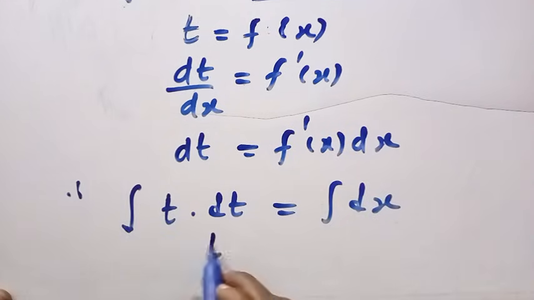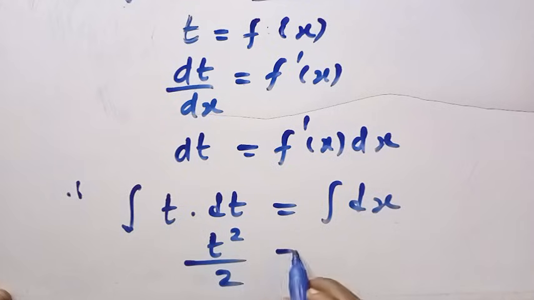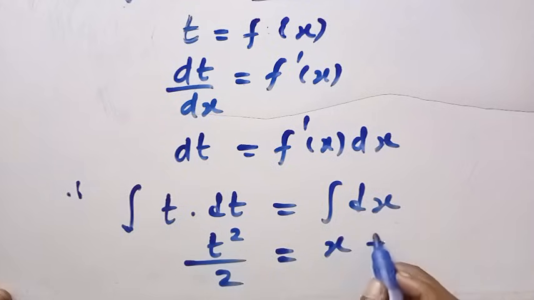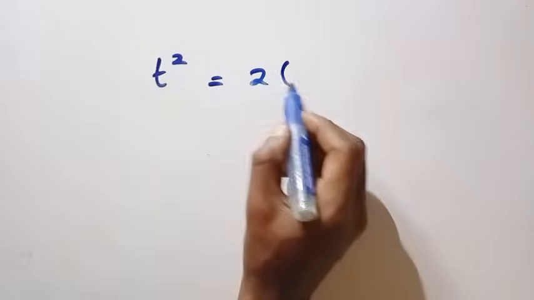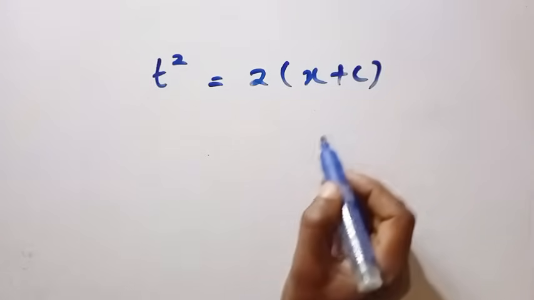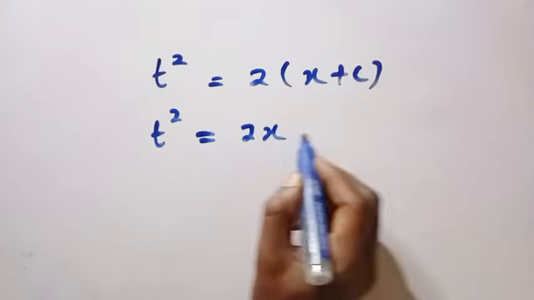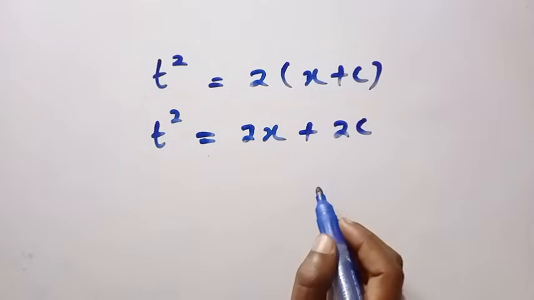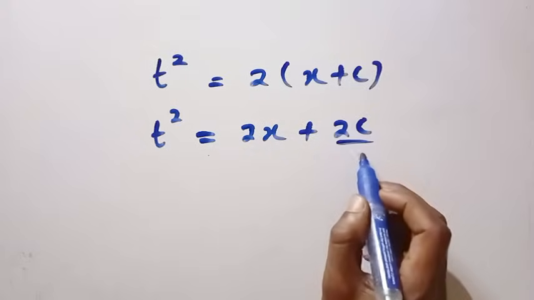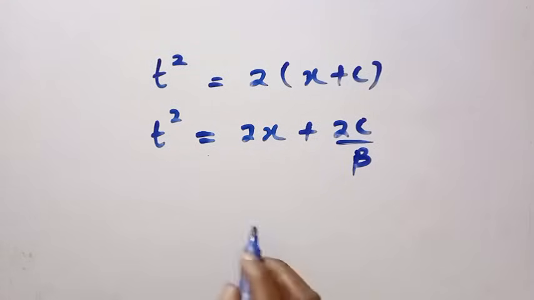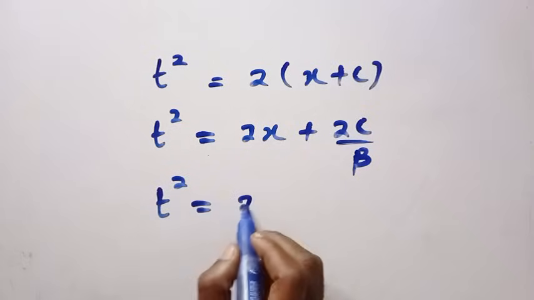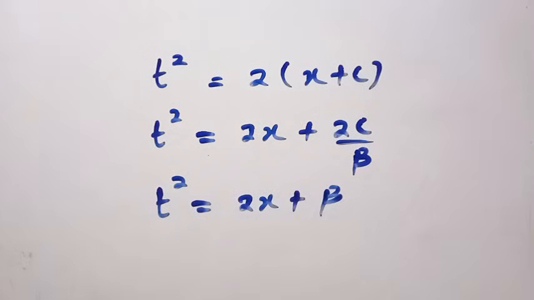So integrating t, we have t squared over 2 equals, integrating dx, x plus a constant. Then by cross multiplying, we are going to have t squared equals 2 into bracket of x plus c. So t squared equals 2x plus 2c. But 2c here is a constant, so we can call it another thing. Suppose I name it beta. So here we have t squared equals 2x plus beta, that's the constant.